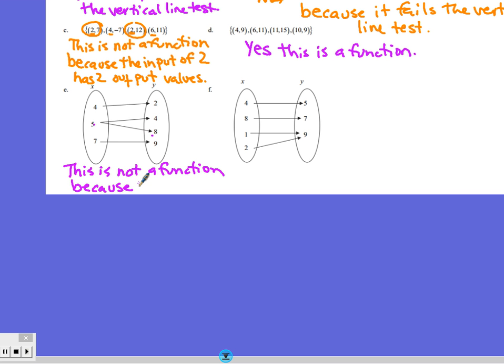When it asks me to justify, I need to explain why. I can't just say no, yes. That's not enough. In this situation, this problem might be worth 2 points. 1 point for whether it's a function or not, and another point for your justification. So this is not a function because the 5 has 2 output values.